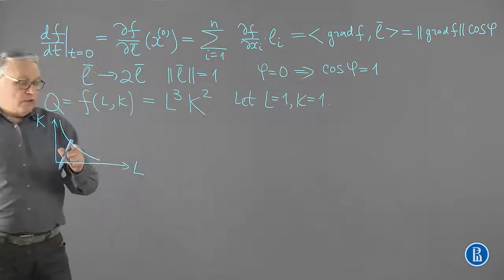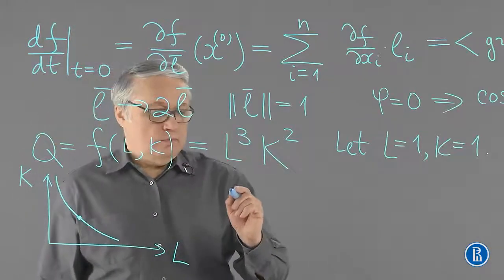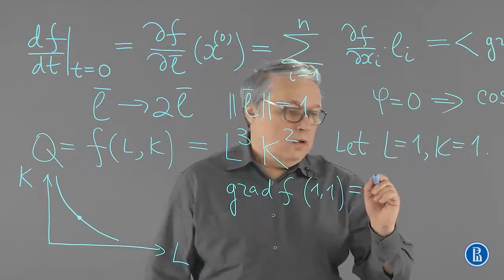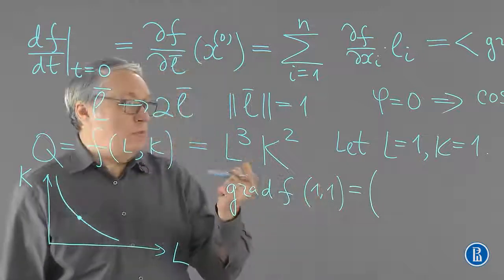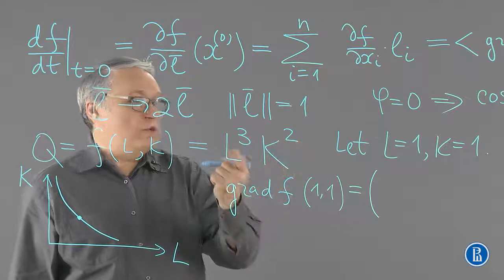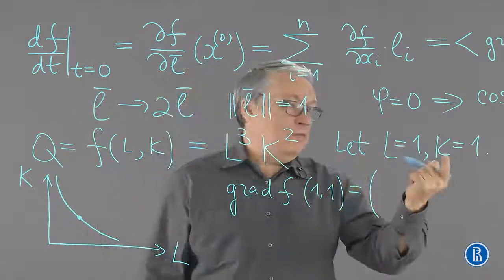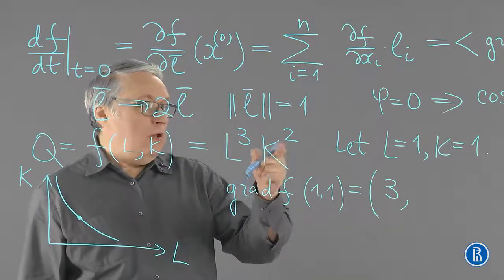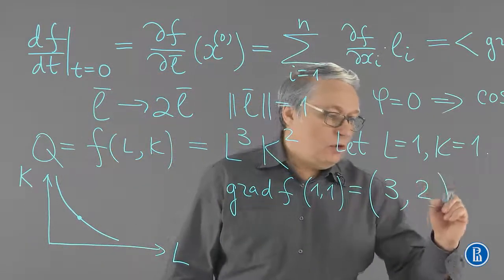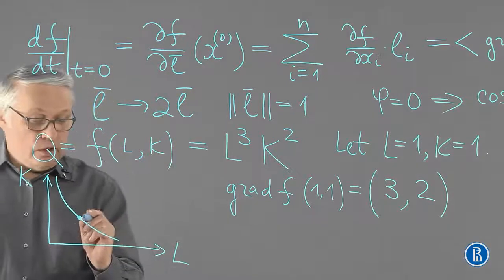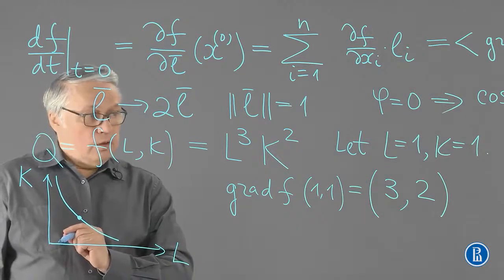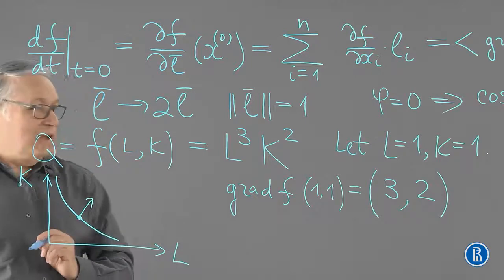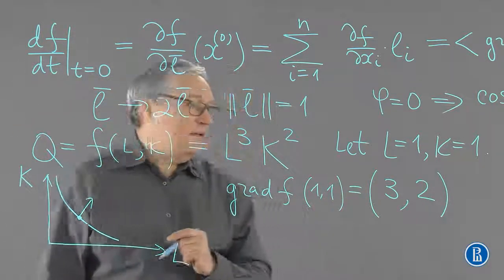Now, we need to calculate the gradient vector at this point. The gradient vector at point (1, 1). Firstly, how to find it? We can do it mentally. We need to differentiate the function with respect to L and substitute the given values of L and K. Then we have 3. If we differentiate with respect to capital K and substitute the values, we have 2. So this is our gradient vector, and it looks like that. Something like that. Although it may resemble a vector which points at 45 degrees, this vector clearly has some other angle.